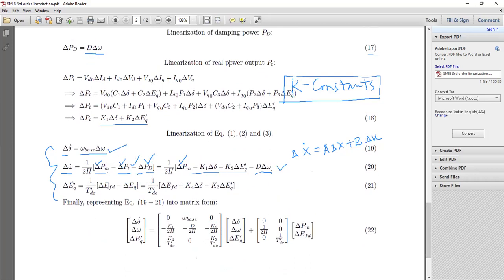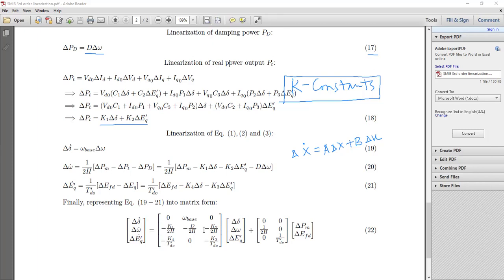So del EFD is one of the inputs. So we are left with minus del EQ, which is minus K4 del delta minus K3 del EQ prime. Now we see that if we combine these three and write them in matrix representation, on the left hand side this is our del x dot. So this is del delta dot, del omega dot, and del EQ prime dot. These are my three state variables in the deviation form, deviation from the equilibrium point, equals.